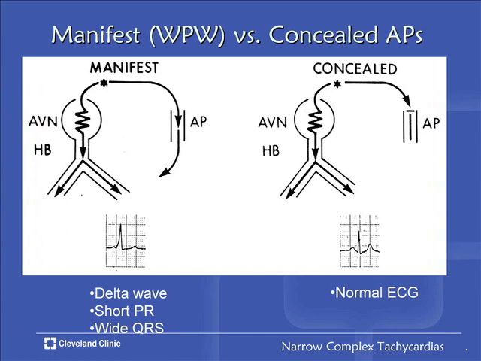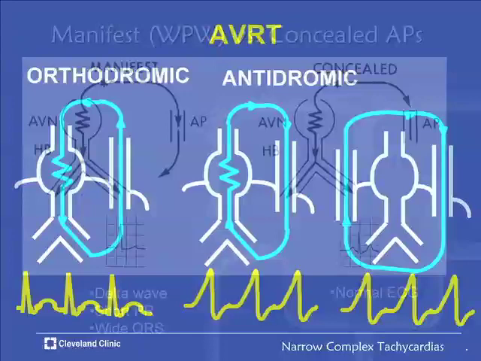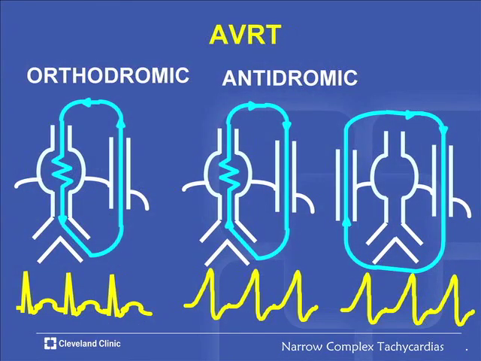But do these accessory pathways cause any problems? Yes, they do. Because you could have a circus movement like this, and it could cause tachycardia. So both manifest and concealed accessory pathways could cause tachycardia. With a concealed pathway, meaning it conducts retrograde, you could have the circuit running like this. And because the ventricle is activated through the AV node, the QRS is going to be narrow, because your ventricle will be activated through the His-Purkinje system.